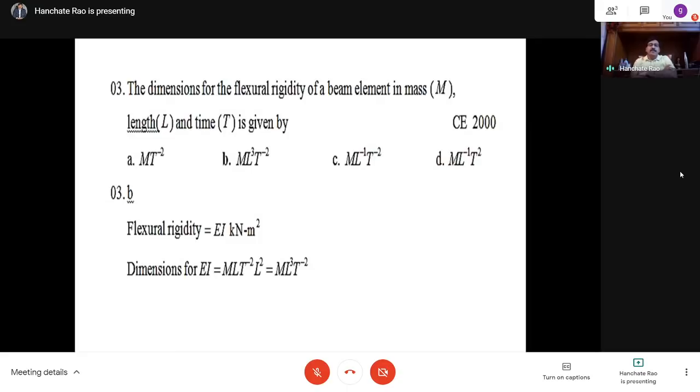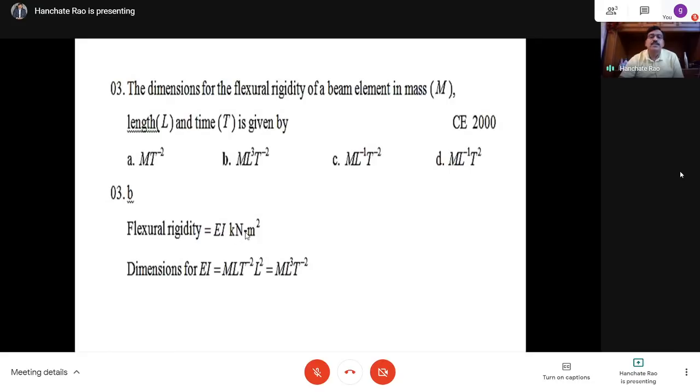So what are the units of the flexural rigidity? Young's modulus is newtons per mm square. And I, moment of inertia, is mm to the power of 4. It is second moment of area. So area is mm square and second moment means mm into mm. So moment of inertia is mm to the power of 4. So newtons per mm square into mm to the power of 4, this becomes Newton meter square or kilonewton meter square. That is the units of flexural rigidity. Units of flexural rigidity are kilonewton meter square.